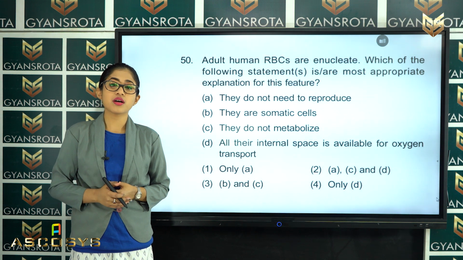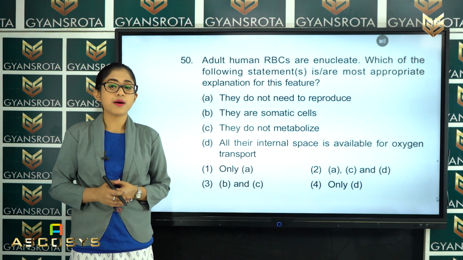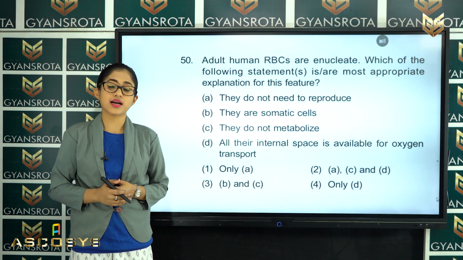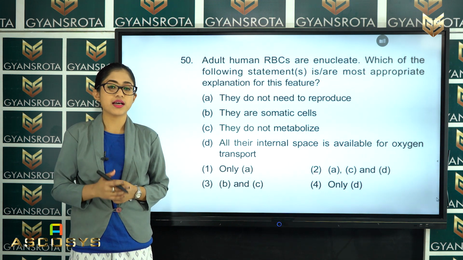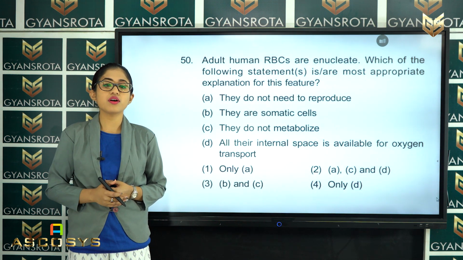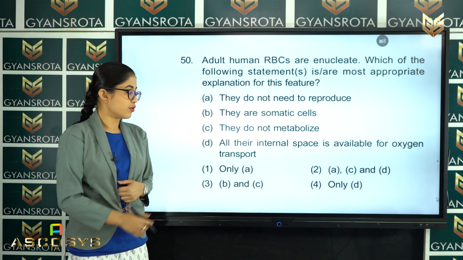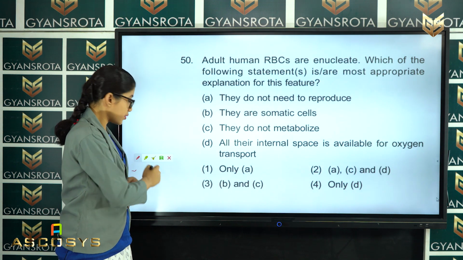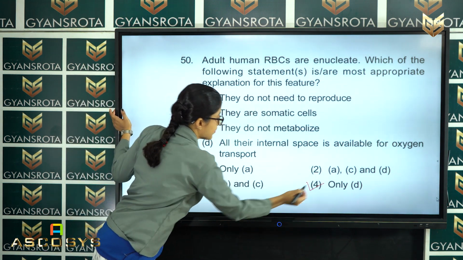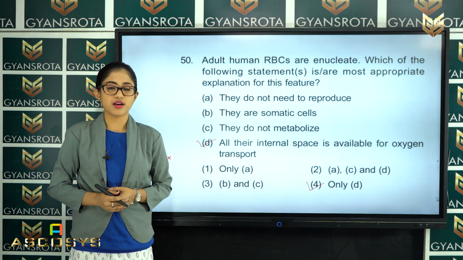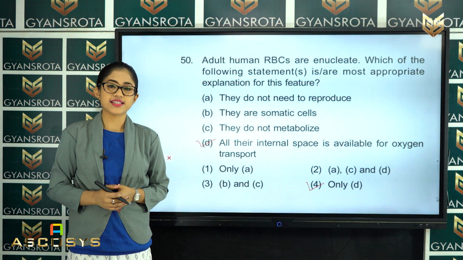This is a very easy question. From which chapter is it? It is from the chapter blood circulation. We have the structure of the red blood cells. I hope you have remembered that. Which among them is the correct option? That is option number D, which states that all their internal space is available for oxygen transport, and you have to select the options. So option number 4, which means that only statement D is the correct answer for this question. Alright? Okay. Now let's see the next question.